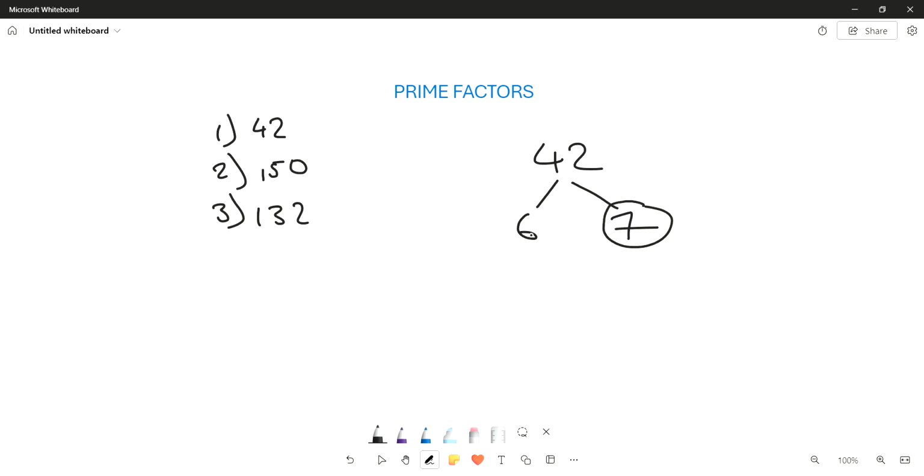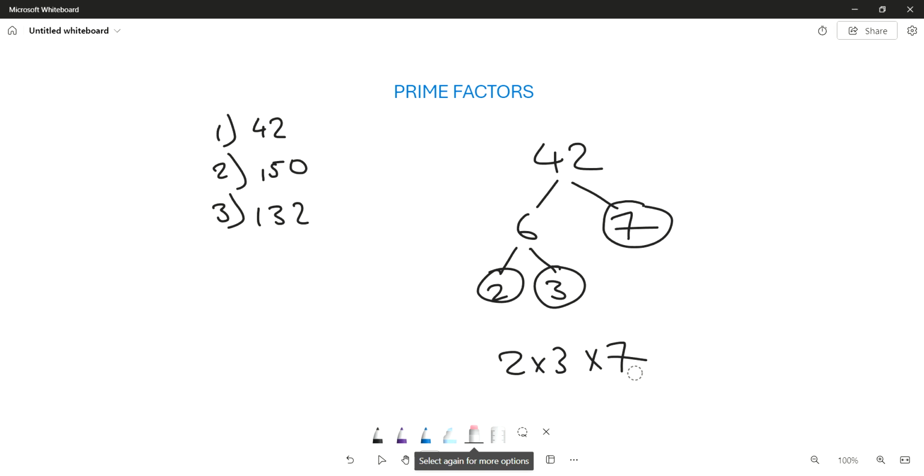Is 6 prime? No. So we're going to continue again. What two numbers multiply to give 6? 2 and 3. And these are both prime, so we stop here. Now, to write 42 as a product of its prime factors, we just multiply all the prime numbers that we found at the end of the factor tree. So for 42 it will be 2 times 3 times 7. And that will be 42 as a product of its prime factors.